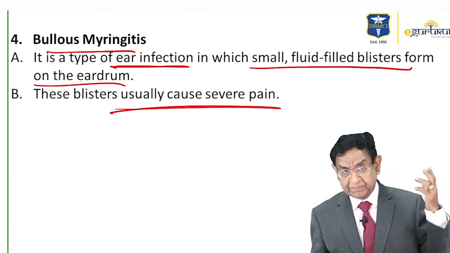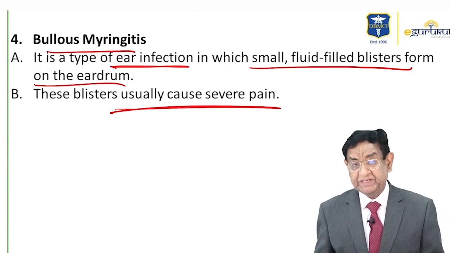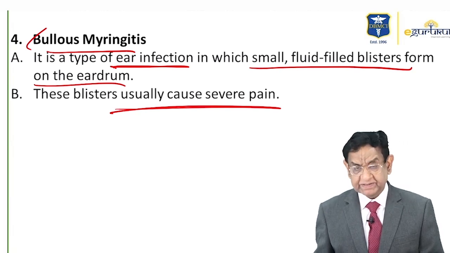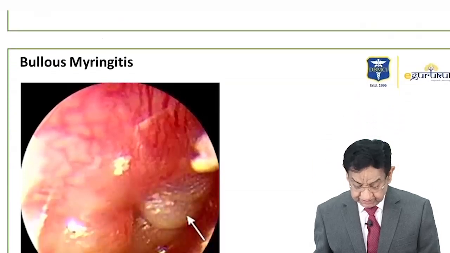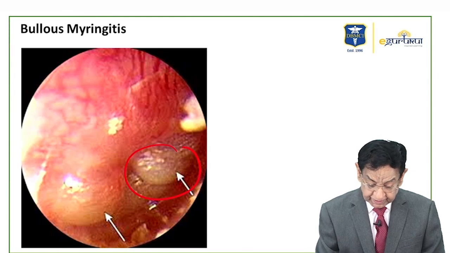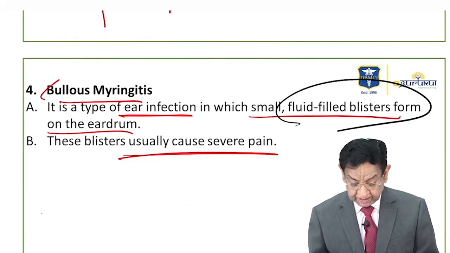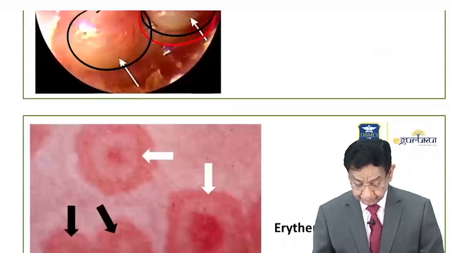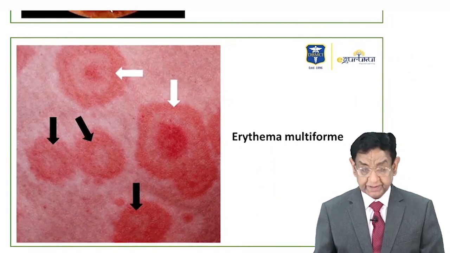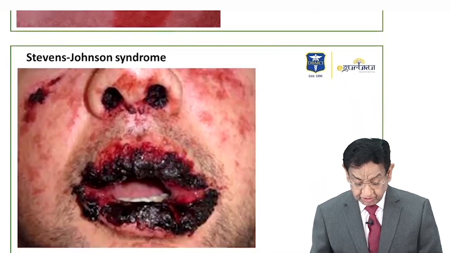Okay, so definitely the same patient where you are thinking mycoplasma pneumonia, now he comes with severe ear pain. Take an ENT consultation and they will say, yes, bullous myringitis is there. Now look into this beautiful picture, eardrum, and you can see fluid-filled blisters are there in the eardrum. This is erythema multiforme. Okay. Classical picture of erythema multiforme. This is Stevens-Johnson syndrome.